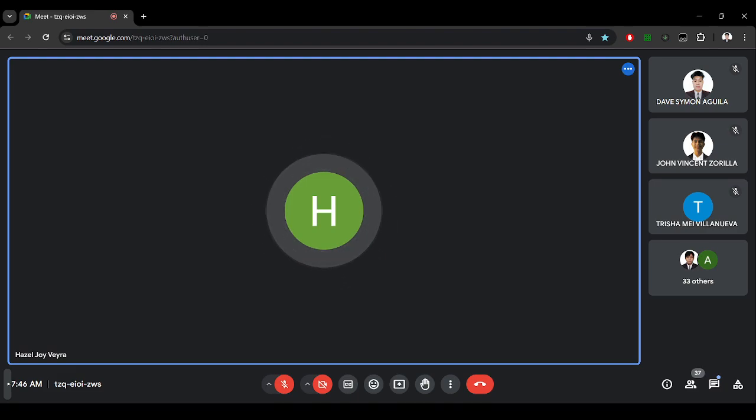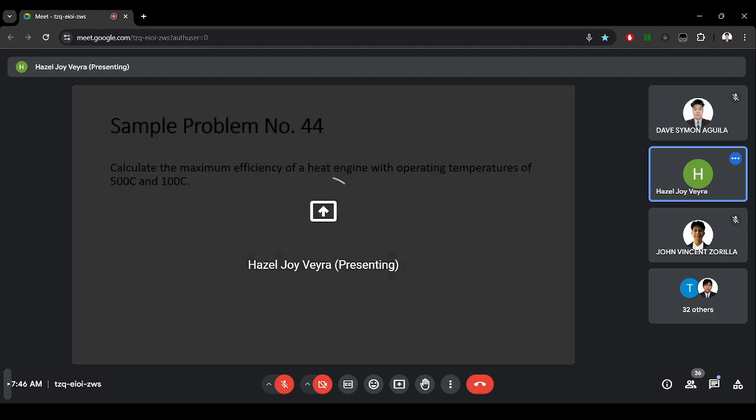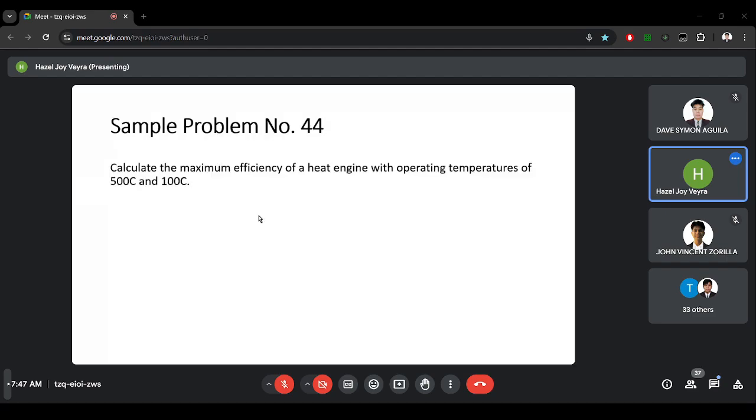And while I'm fixing this, please review the formula because I will call someone to solve this problem. Let me know if my screen is already visible. Kita na po. Okay.